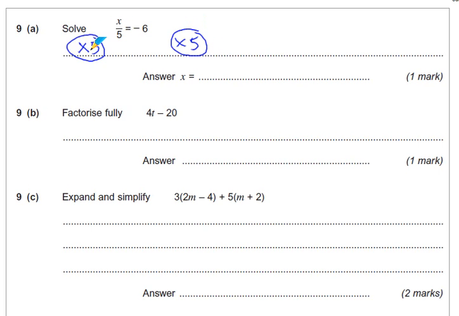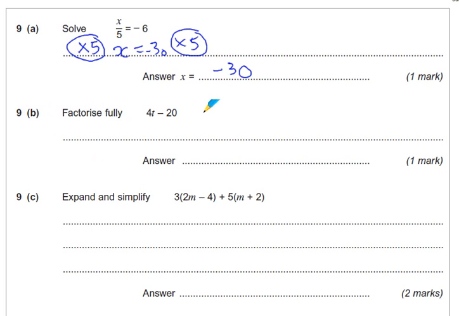X divided by 5 multiplied by 5 simply equals x. Minus 6 times by 5 is minus 30. So my answer is x is equal to minus 30. Just going to check that. Minus 30 divided by 5 is minus 6. So I'm correct.